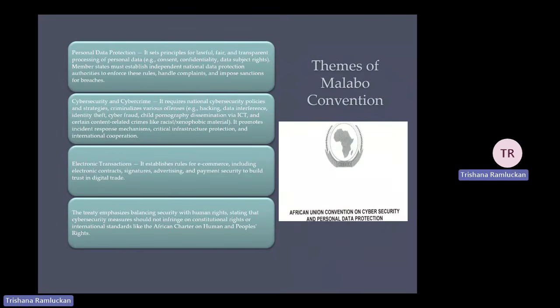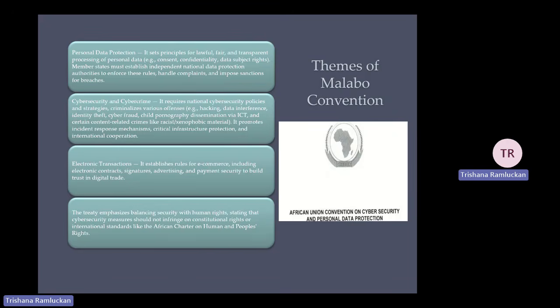So there are just some key themes on the convention. Your personal data protection. So every individual, every state has the right to personal data. In some cases, we have legislation that actually is able to intercept this information if a certain crime or wrongdoing is actually being established.